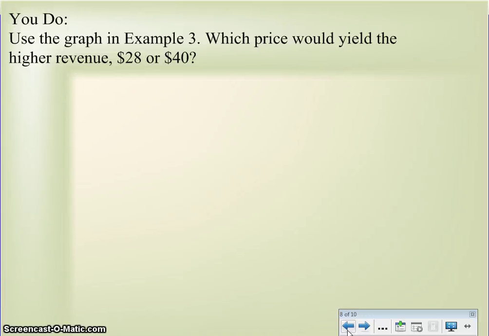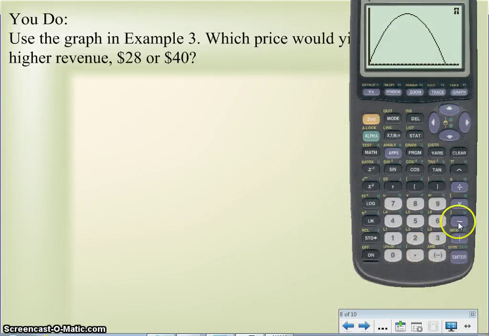Okay, so the question is, use the graph from example 3, would the price yield higher revenue at $28 or at $40? So what we're going to do is go to our graph and hit trace. I'm sorry I have to keep going back every time I go out of it, so let me get back to our graph. Now we're going to hit trace. You can see down below where it has x equals and y equals, those are those price points.